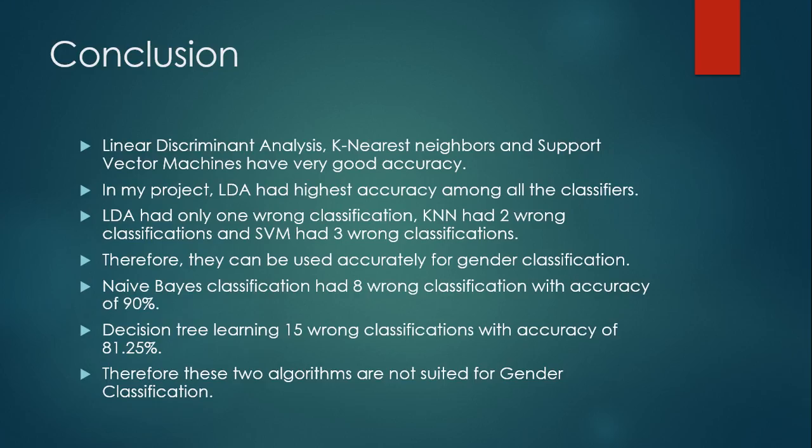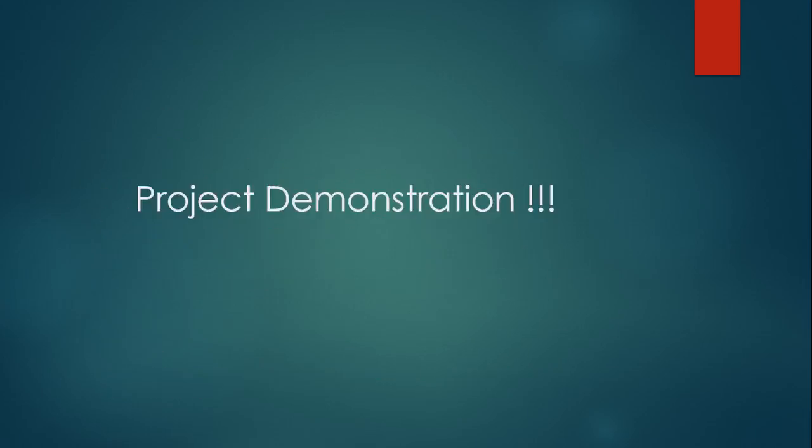So conclusions. LDA, KNN and SVM have very good accuracy and therefore can be used for gender classification. In my project, LDA had the highest accuracy among all the classifiers. LDA had only one wrong classification, KNN had two wrong classifications, SVM had three wrong classifications. Therefore, they can be used accurately for gender classification. Naive Bayes had 8 wrong classifications with the accuracy of 90%, and the decision tree algorithm had 15 wrong classifications with the accuracy of 81.25%. So both of these algorithms are not suited for gender classification.